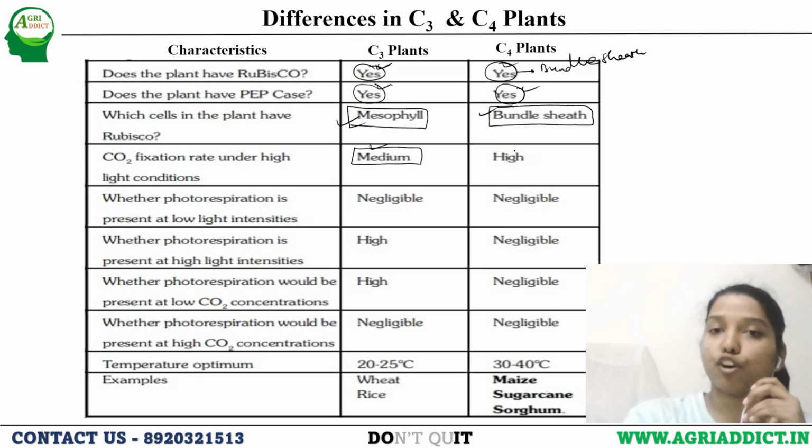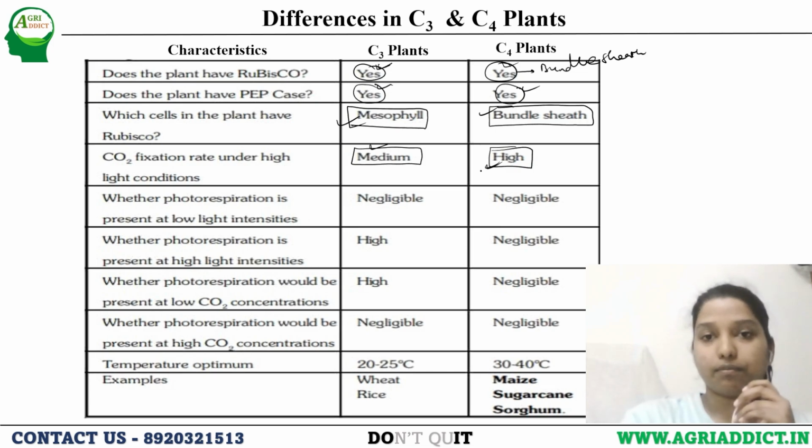Carbon dioxide fixation rate under high light condition: here it will be medium in case of C3 plant, but for C4 plants, it will be high. Okay, these are more efficient in fixing carbon dioxide under high light condition. This you have to remember.